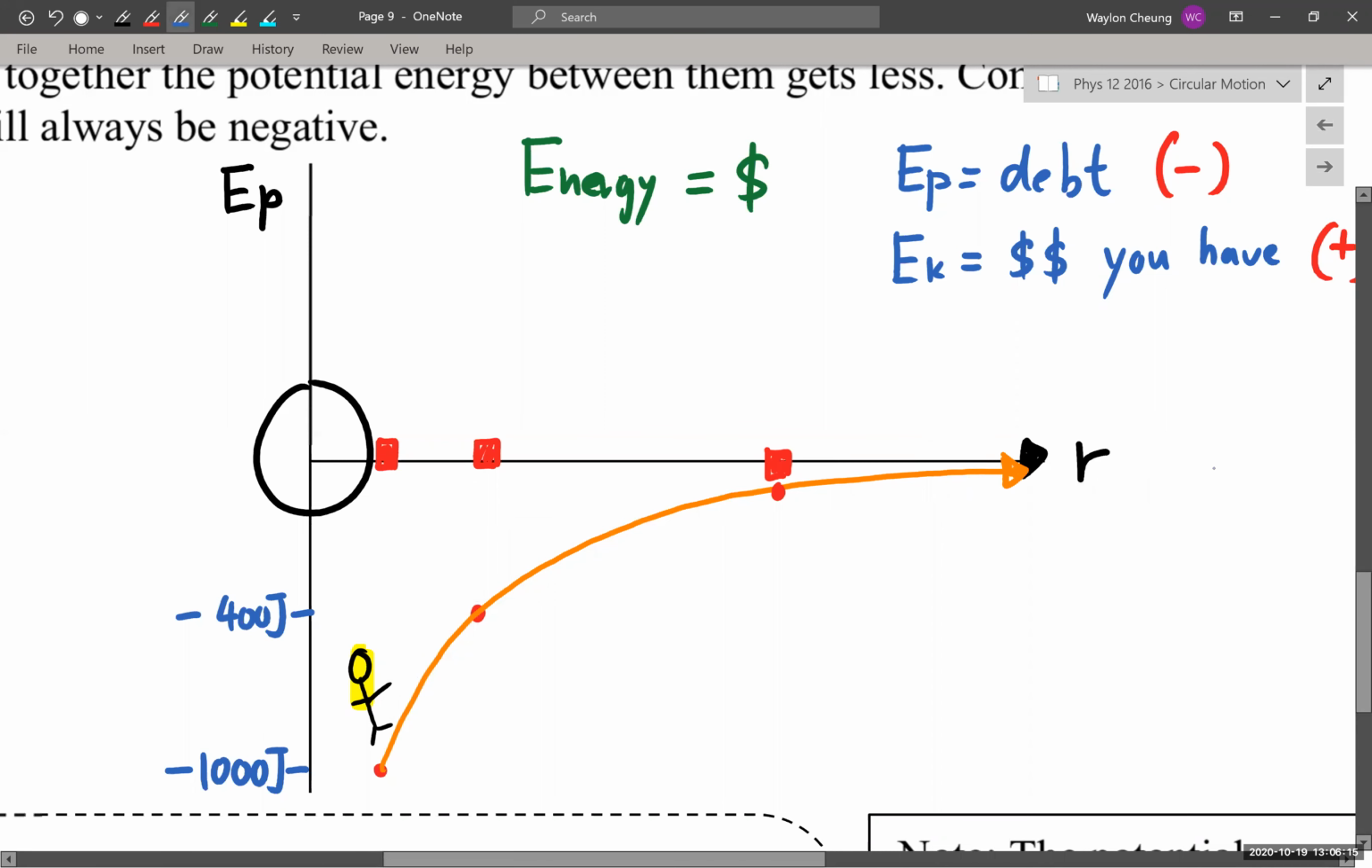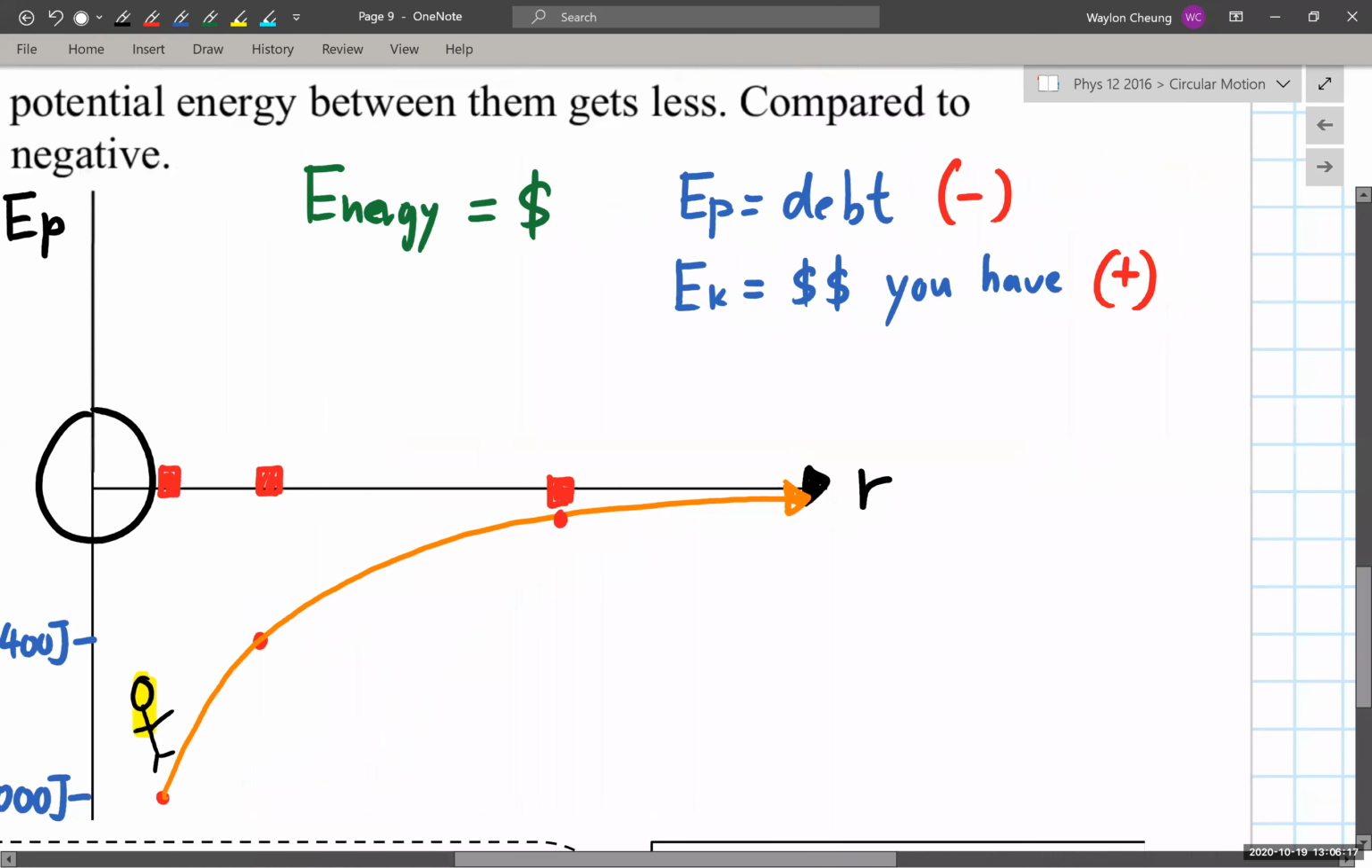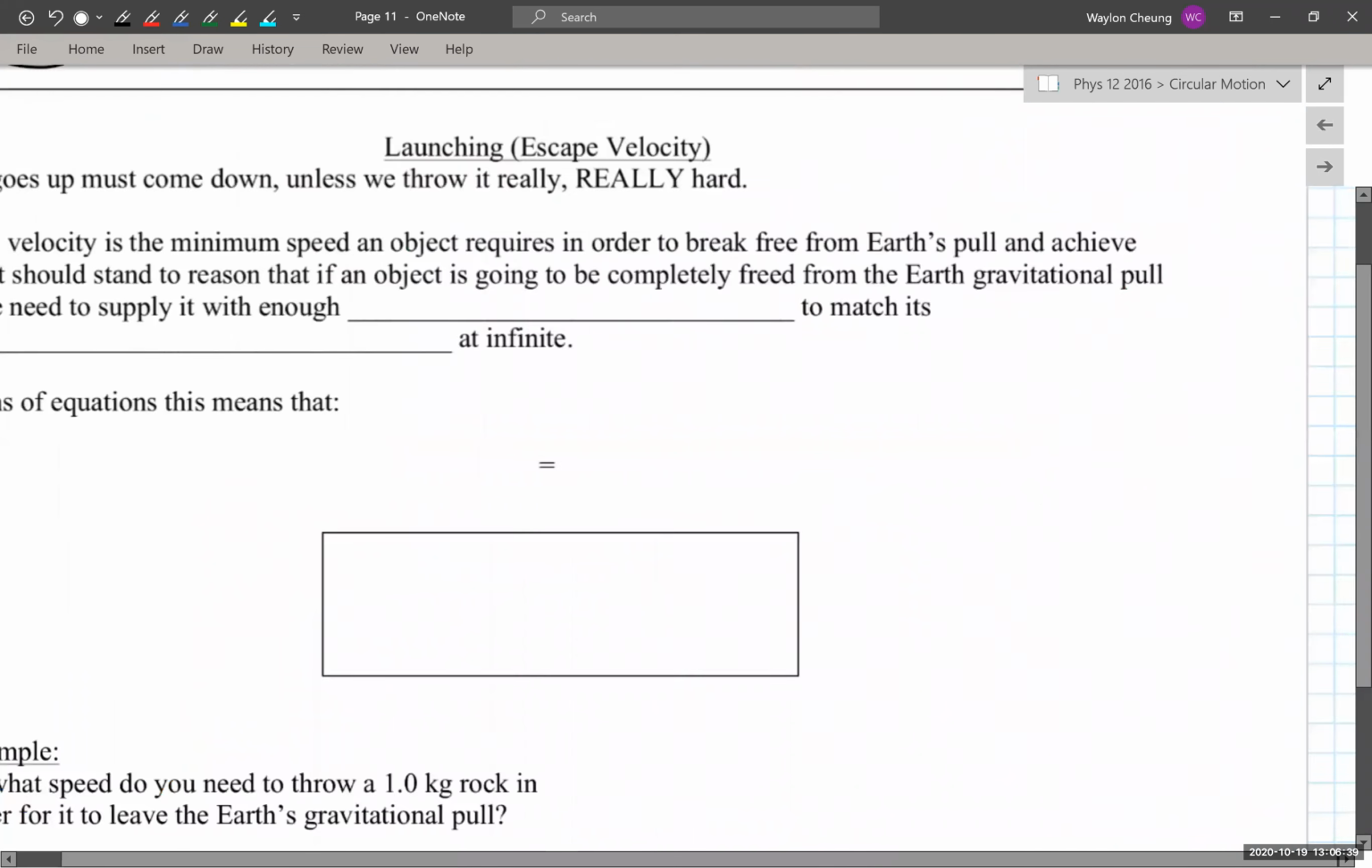We have to give the object enough kinetic energy, which is positive energy, so that you can pay off the entire deficit you owe to the Earth. You pay off every single joule of energy that you owe the Earth, then you can escape from it. The more, the merrier. You can actually have more, right? But you have to have at least enough to pay off your potential energy debt. Okay, so this is what we're going with.